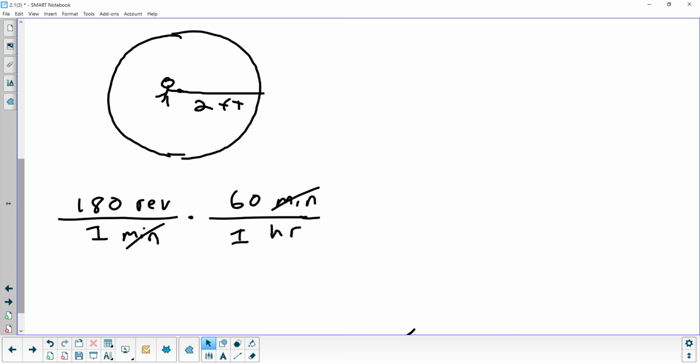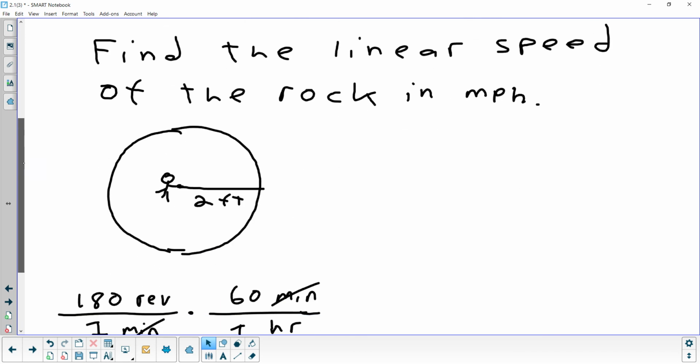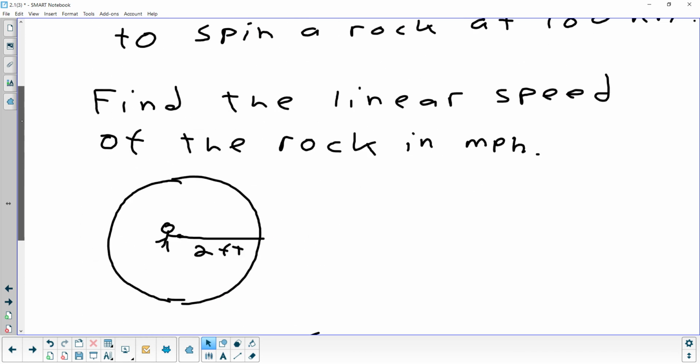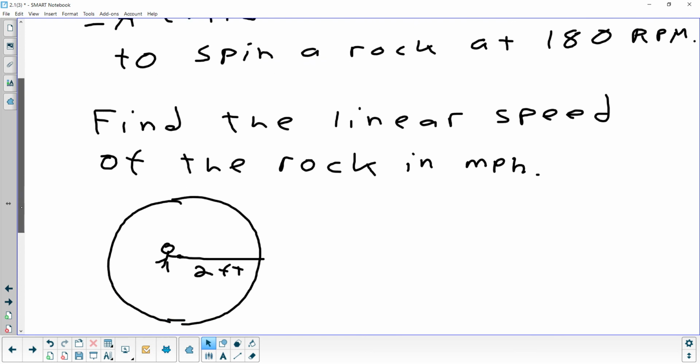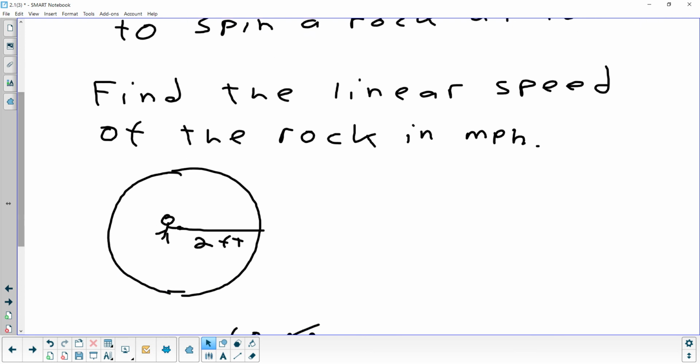Revolutions is how they're measuring the distance. But what unit do we want in the final answer for distance? We don't want revolutions. Is that what they said? Yeah, they want miles. So we have to get revolutions to miles. Okay. So what we want to think about now is, think about this circle.